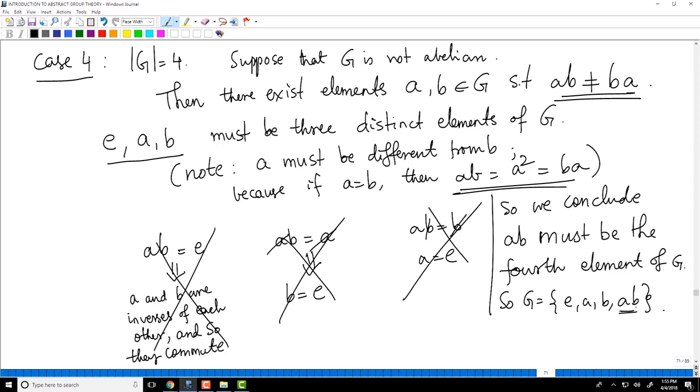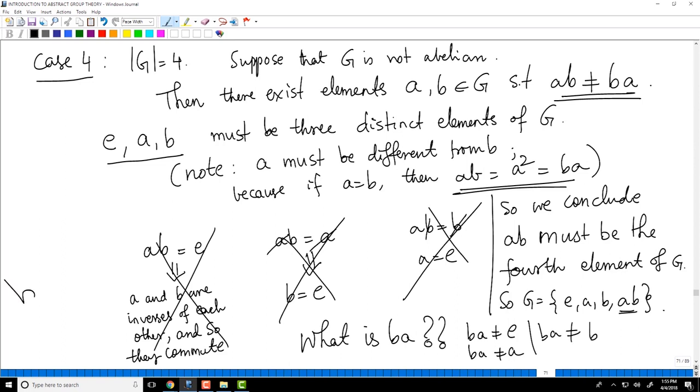Okay. But now, what has to be ba? But what is ba? ba is also in the group, right? So, ba can be e. But if ba is e, the same problem happens. b and a are inverses of each other, and hence they commute, which is not possible. So, ba cannot be e, ba cannot be a for the same reason as before, and ba cannot be b. So, ba must be ab, right? So, again contradicting the hypothesis.